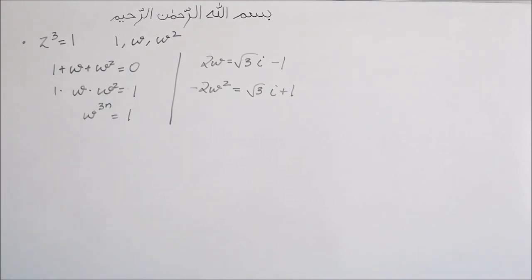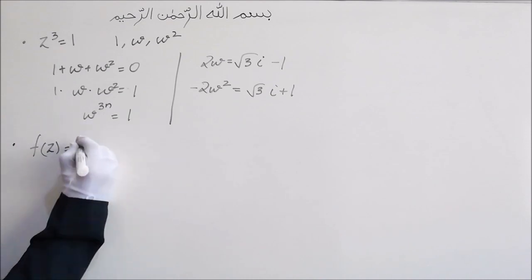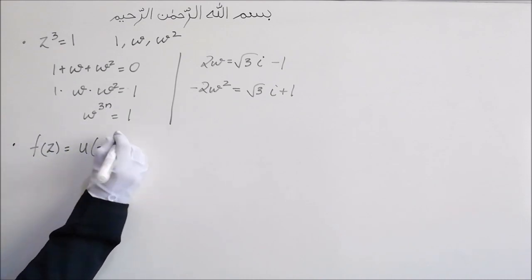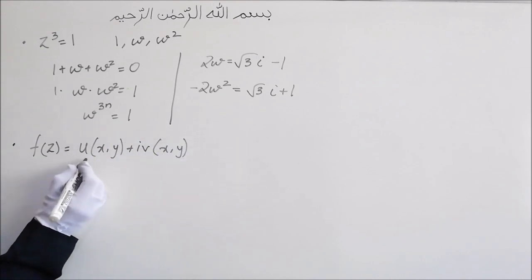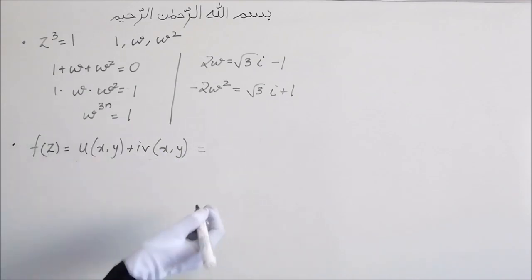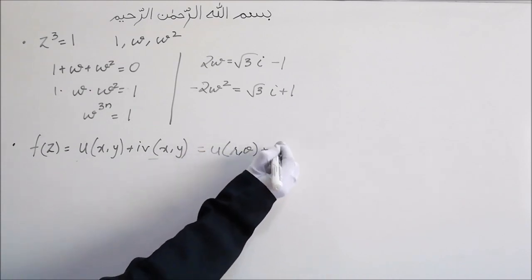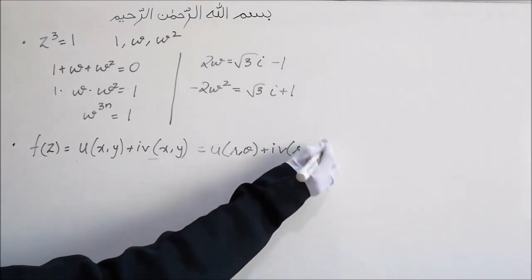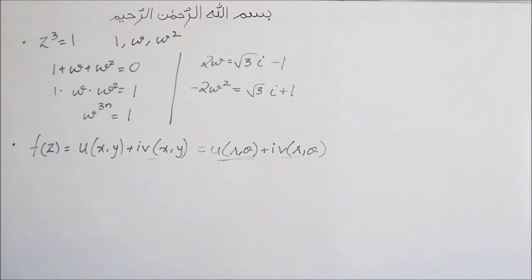A function of a complex variable is nothing but f of z. That means it is equal to u of x y plus i v of x y in Cartesian form, where u of x y is the real part and v is the imaginary part. In polar form, this can be written as u of r theta plus i v of r theta, where again this is the real part and this is the imaginary part.